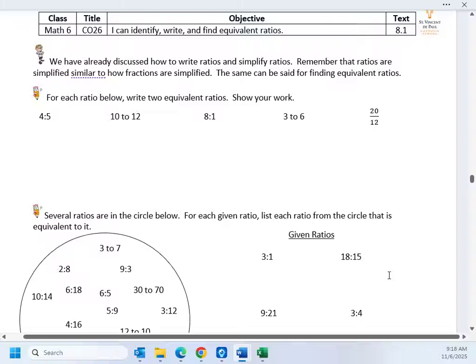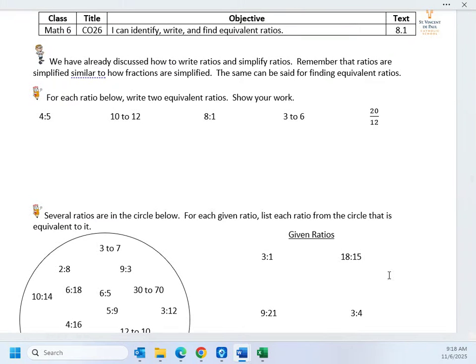Good morning. Today we are continuing work with those ratios. Moving on into CO26, I can identify, write, and find equivalent ratios. I talked a little about this yesterday, finding those equivalent ratios, just like how we simplified ratios, like we simplified fractions. Finding equivalent ratios is the same thing. How you find equivalent fractions is how you find equivalent ratios.